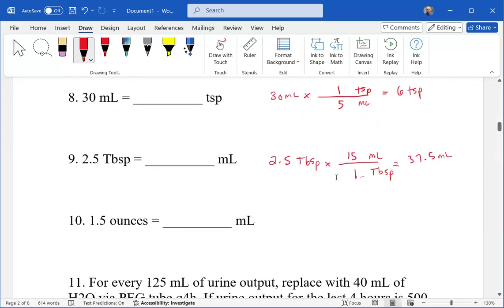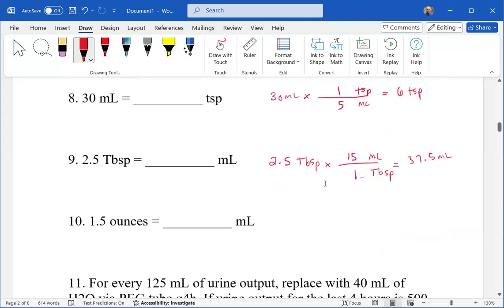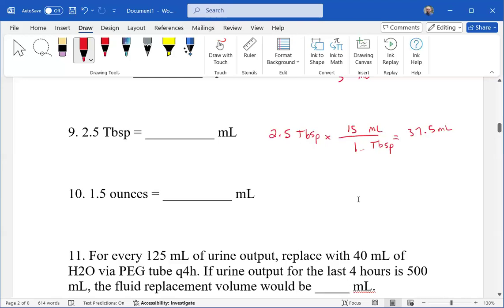All right, and then last, converting ounces to milliliters. Before, we did milliliters to ounces. So I'm going to take my 1.5 ounces and convert ounces to milliliters. 1 ounce is 30 milliliters. Then I'm just going to take my calculator, 30 times 1.5, and I'm going to get 45 milliliters.